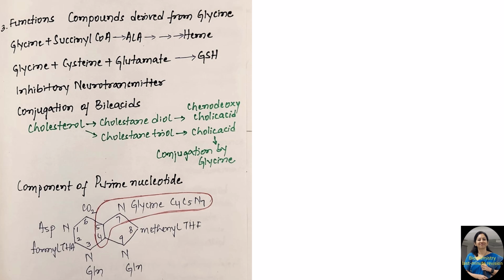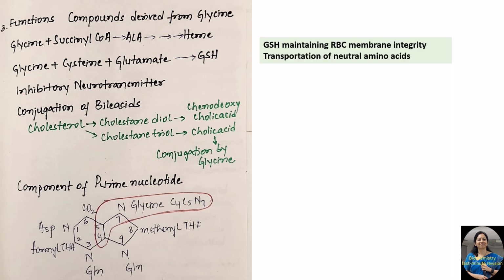Now glycine is also involved in the biosynthesis of the tripeptide glutathione. Glycine condenses with cysteine and glutamate to form glutathione. Now this glutathione is a tripeptide. This is required for maintaining RBC membrane integrity, and it is also required for the transportation of neutral amino acids, which include phenylalanine, isoleucine, leucine, valine, tyrosine, tryptophan, through a special pathway called the Meister cycle. So these are the functions of glutathione.